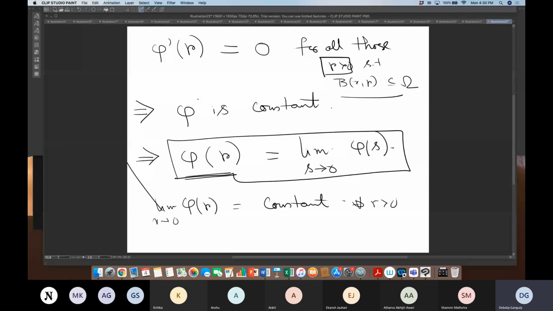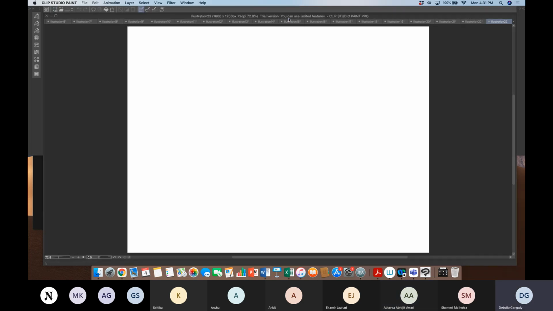Okay. So φ is constant, so I can write φ(r) for some fixed r equal to the limit as s tending to 0 of φ(s). Am I right? I can do this, right? Yes. Okay. Now let us check what is φ(s). We are almost there. What is φ(s)? Our definition: 1 over σ of ∂B(0,1), the integral over S^{n-1} of u(x plus sz) dσ_z.